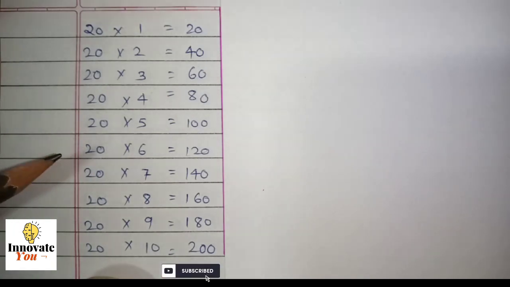120, 20 sevens are 140, 20 eights are 160, 20 nines are 180, and 20 tens are 200. So students, I hope you have now learned tables from 2 to 20. So on daily basis you need to learn the tables from 2 to 20 in this manner.